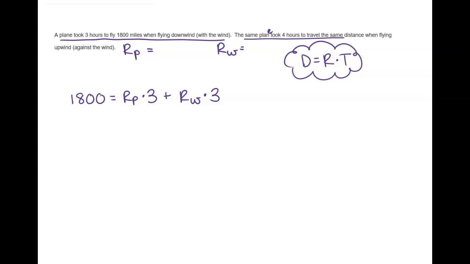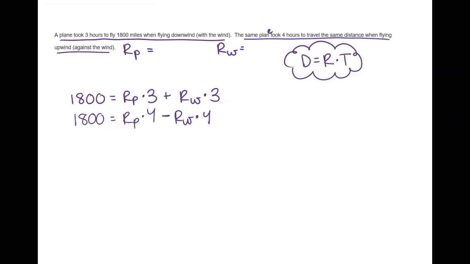For the other piece, flying upwind against the wind, it's still 1,800 miles. We still have the rate of the plane. Now the time is 4 hours, so each one of these is a rate times time. But now against the wind means the wind is taking away from your distance, so you're subtracting out rate of the wind times 4. So downwind, the wind helps. It adds to your distance. Upwind, it hurts. It subtracts.